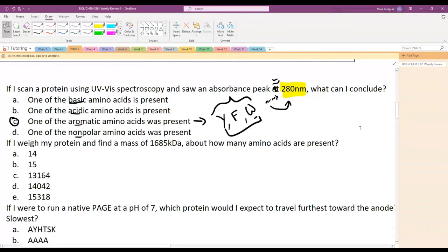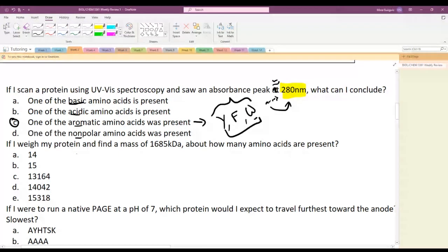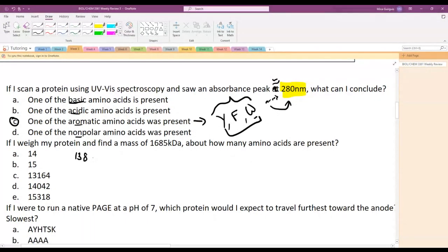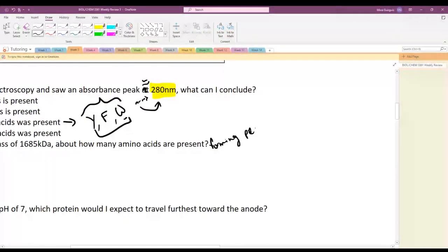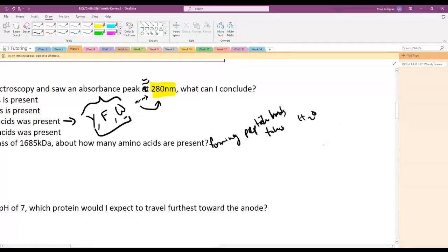So the average mass of an amino acid, so if I give you just some random amino acid, its average mass will be 138. Okay. Now, 138 is not the number that we use when we say the average mass of an amino acid in a protein. Why? There are 2 reasons. The first is an amino acid on its own versus a dipeptide, a polypeptide in general. And when you form a peptide bond, so I'm just going to write this off to the side, forming peptide bonds takes H2O, right?